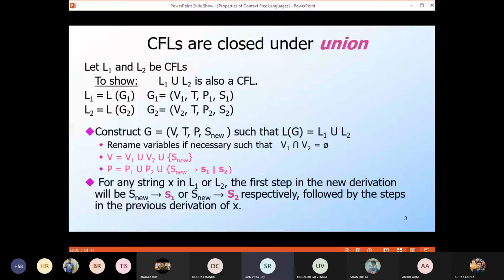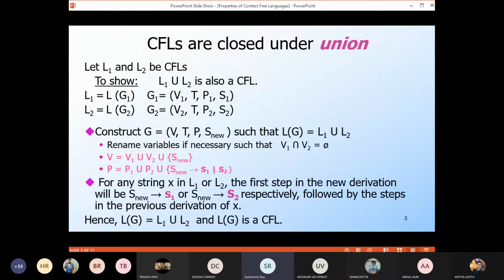So the rest of the language remains the same, and because you have now been able to create a grammar which can derive all the strings of L1 as well as all the strings of L2, you have the set L1 union L2, and it's a CFG which defines that union. So this is proving closure of context-free languages under union by the construction of a grammar.